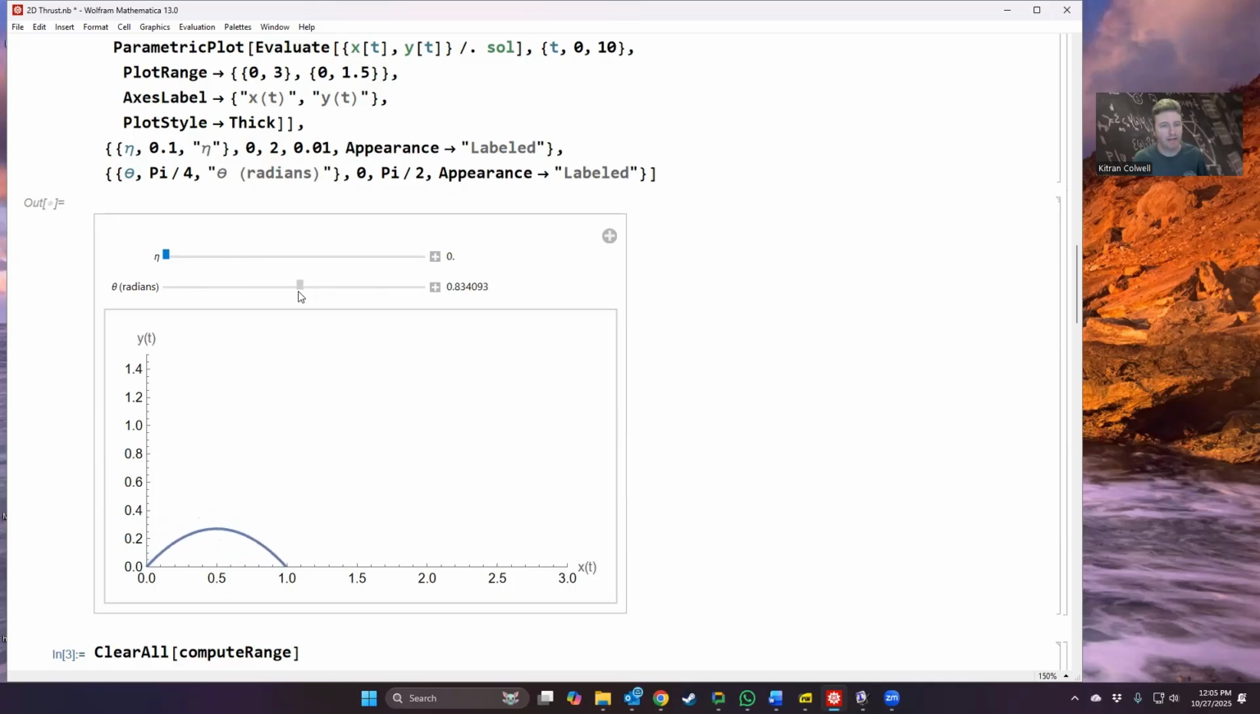And then at pi over 4, which is somewhere around 0.75 or so, we can see that we get that usual maximal range. Launch too high, you don't go as far. Launch too low, you don't go as far. So there is a maximum. And then as we turn up this eta parameter, that angle that maximizes the range will change, usually to something higher than the 45-degree launch angle.